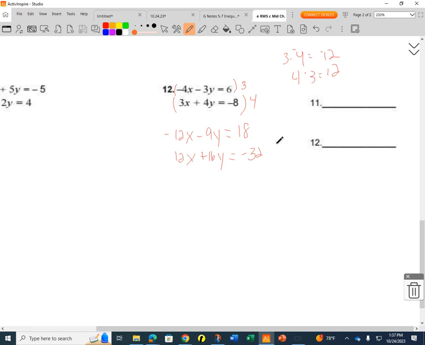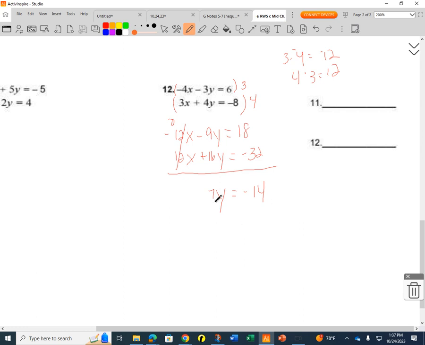Alright, now we're adding them together. And those equal 0 because I made it so, right? -9y plus 16y is +7y. 18 minus 32, or 18 plus -32, is -14. Please use your calculator. If I were taking a test, I would have checked my math on a calculator, because I don't want to miss a problem because I had a moment. I want to make sure I'm checking all my work with the calculator.